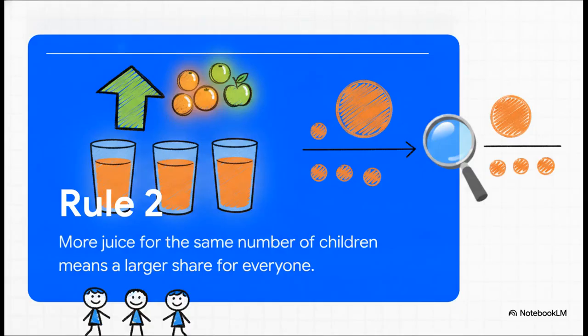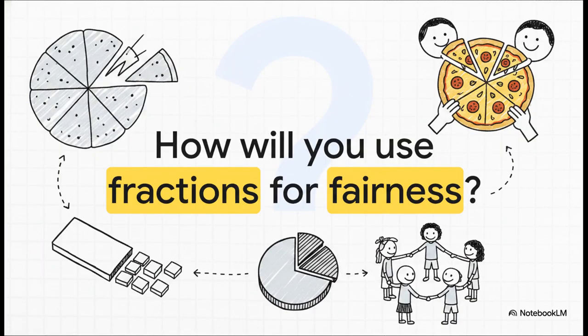And here is rule number 2. If you have more juice for the exact same number of children, it means a larger share for everyone. The numerator, that top number, gets bigger, so everyone's cup gets fuller. Which brings us to the end of our visual math journey today. We've mastered the roti rule, we found common denominators, and we finally settled those great chikki debates.